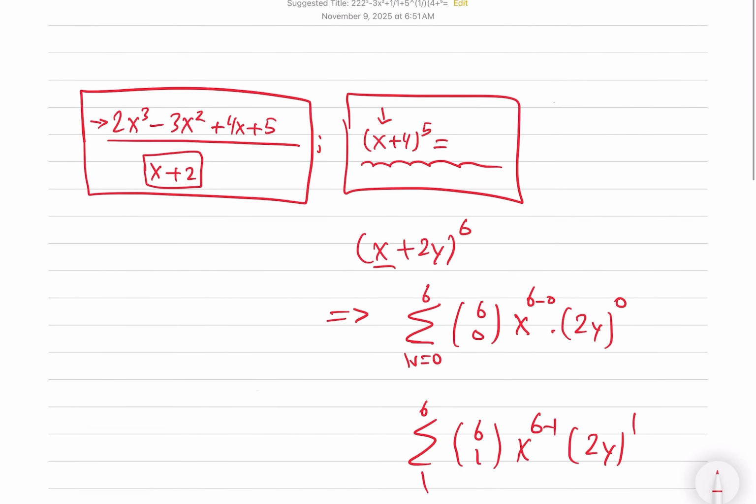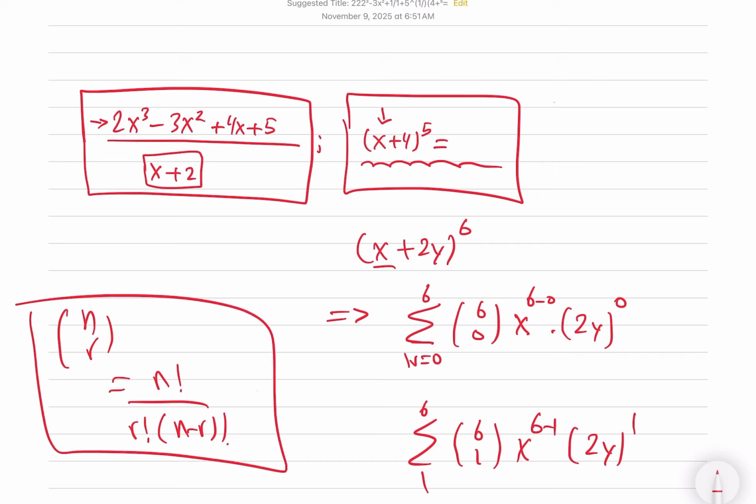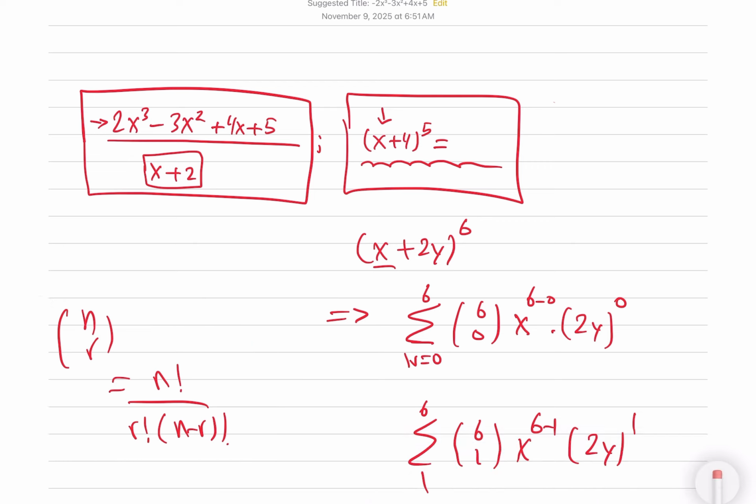And I do suggest though, if I have n choose r, remember this. It's n factorial divided by r factorial times n minus r factorial. I suggest you memorize this. Why? Because you never know. You may get a question where you can't use a calculator, right? So I suggest you do memorize this. N factorial divided by r factorial times n minus r factorial.